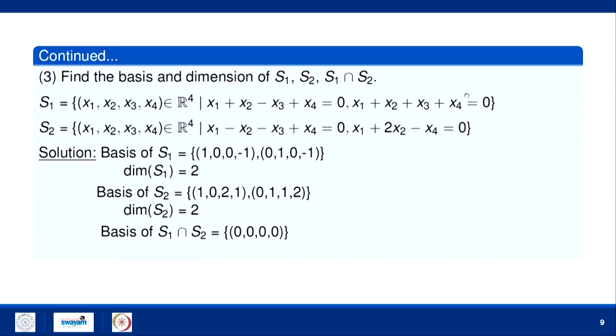So, the basis of S1 intersection S2 contains only the 0 element, which says that if you put all these 4 conditions together, the solution will be x1 equals x2 equals x3 equals x4 equals 0. All 4 components are 0.